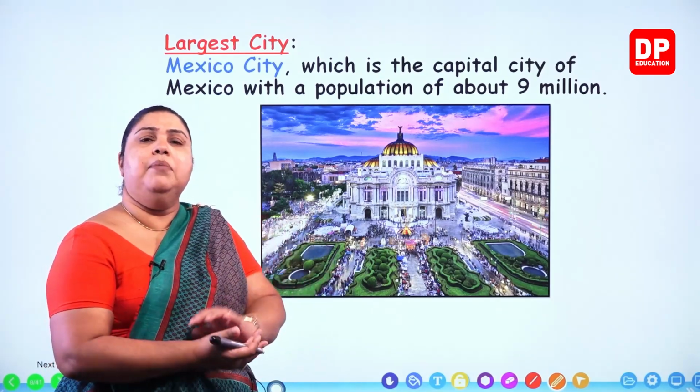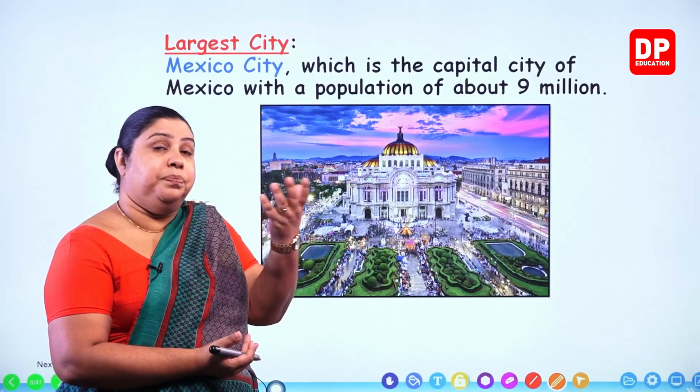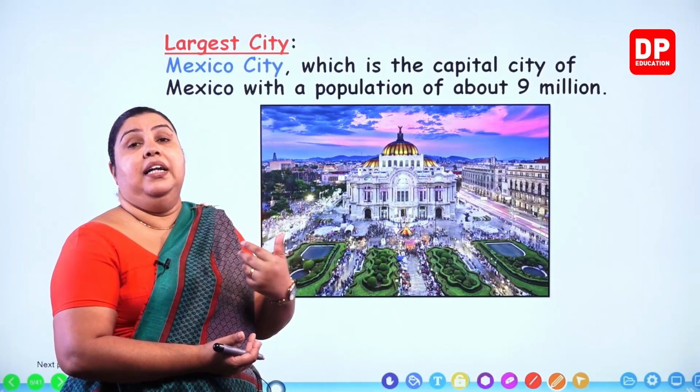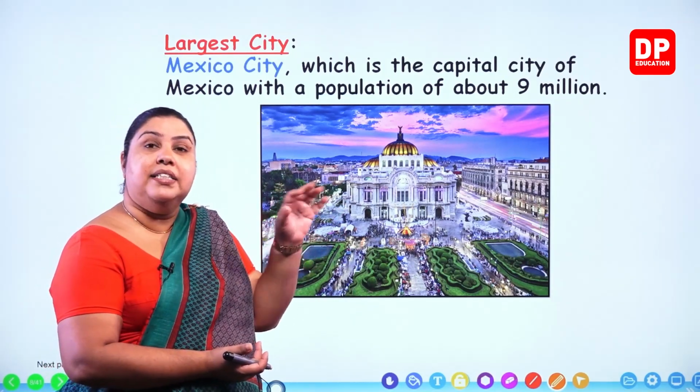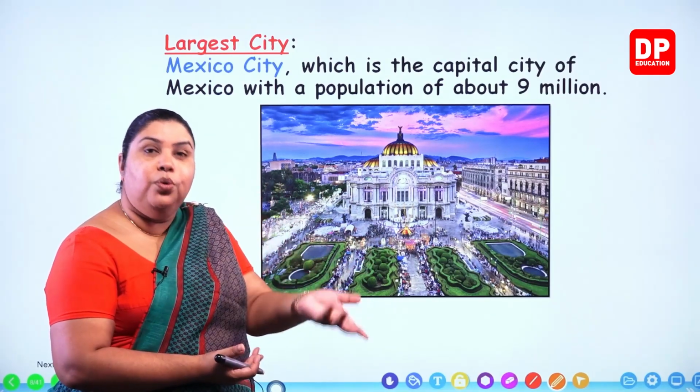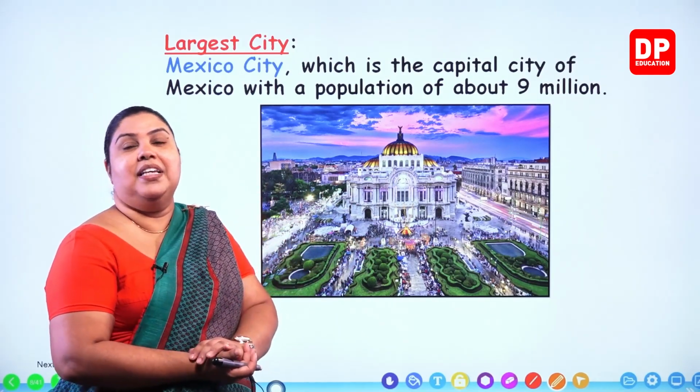So maybe you also can browse the internet. Now there are internet facilities, like most of you will find it easy to go to the internet and search about these things, get to know about the countries and the continents and all that.